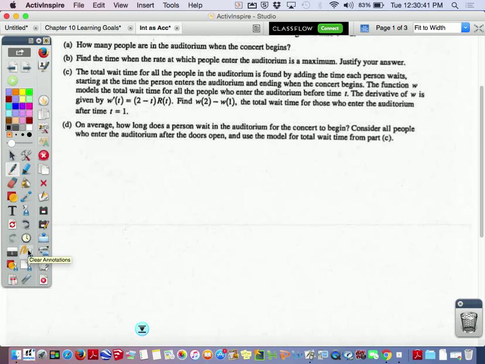On to the last question, question D. On average, how long does a person wait in the auditorium for the concert to begin? Consider all people who enter the auditorium after the doors open and use the model for total wait time in part C. The key word in D is on average. So what we're going to use is the 1 over b minus a times the integral from a to b of f of x dx. But we need to apply it to this scenario.